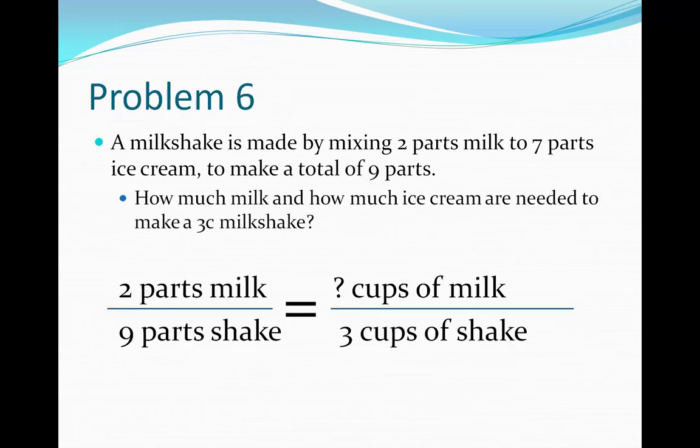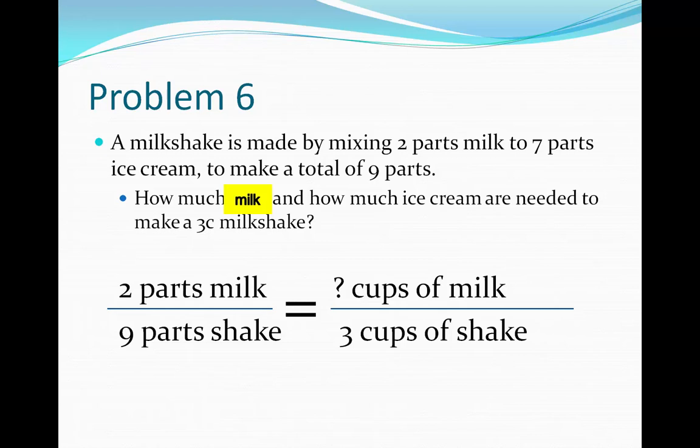So at first we're going to focus on the milk in this recipe, and as you see I've set up a proportion with a missing value here. 9 parts of milk are to 9 parts of shake, as some amount of cups of milk is related to 3 cups of shake, which is the total amount of milkshake that we want.